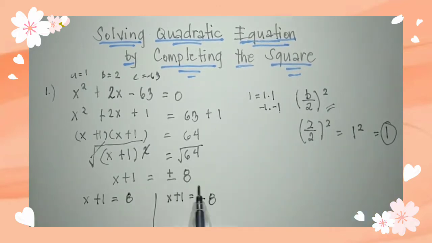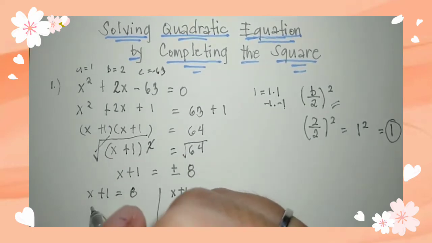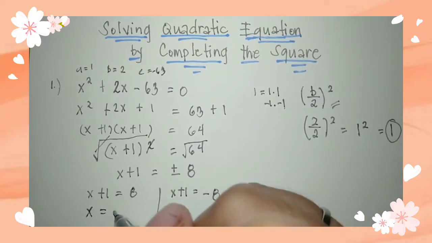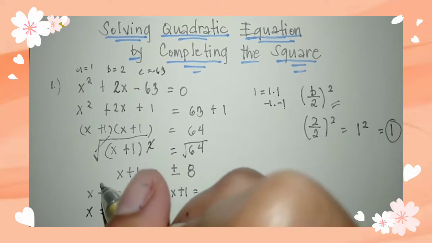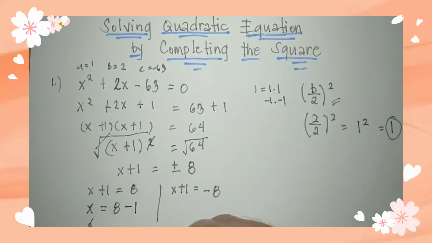Positive 8 and negative 8. Kaya yan may positive and negative kasi meron tayong dalawang solutions. So, we have x, kunin lang natin si x, is equal to 8, then transpose positive 1, it will become negative 1. And then, the answer is equal to 7.